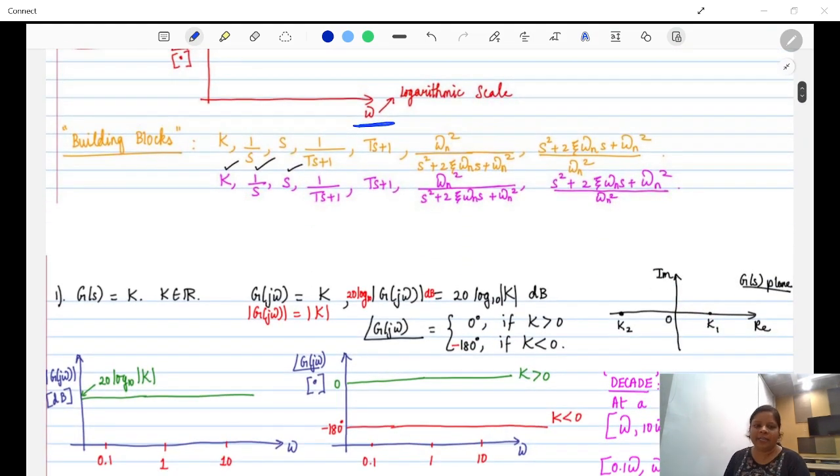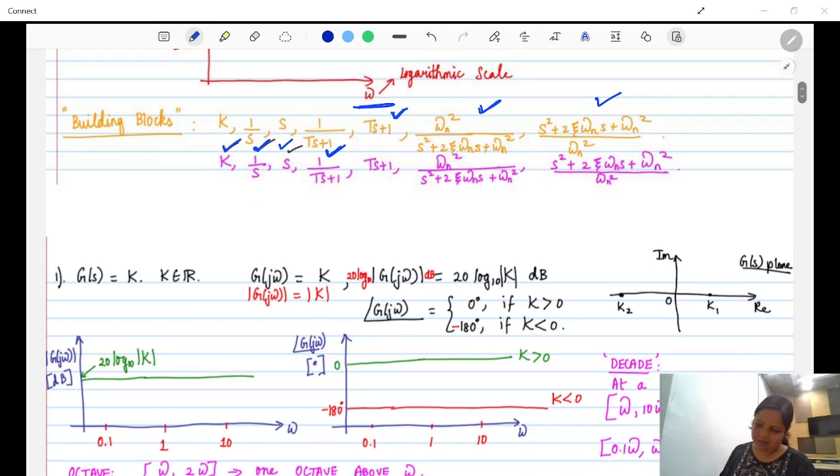Now the basic building blocks of any transfer function that you might have seen until now are like this: you have some constant value, you have some integrating term, you have some derivative term, you have some somewhat complex integrating term, somewhat complex derivative term, and if you have a second order system, the reciprocal of that. These are the standard forms which we have seen till now. If you go for higher order systems, they can definitely be expressed as a combination of second order systems. But these are the basic building blocks.